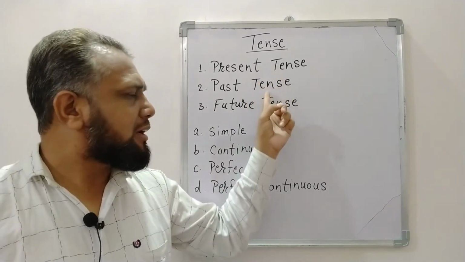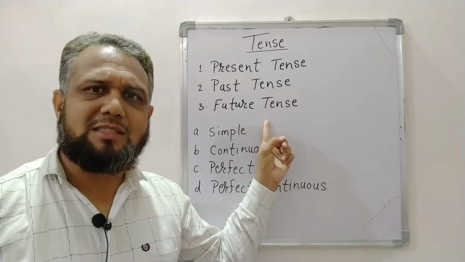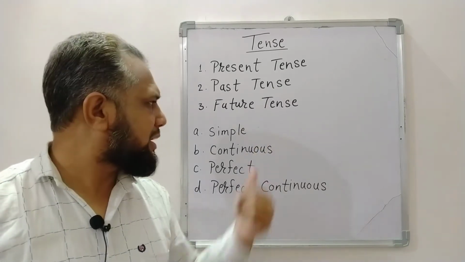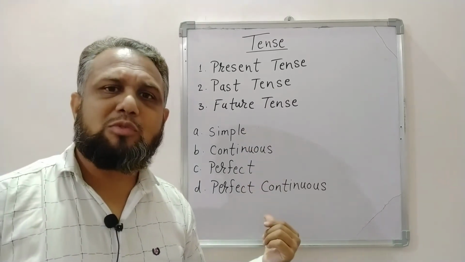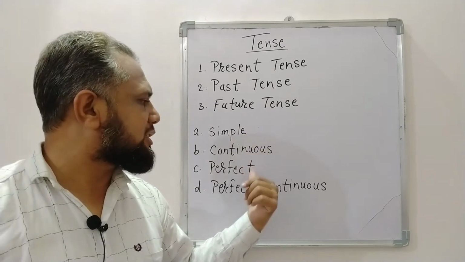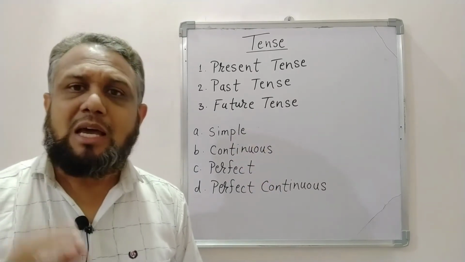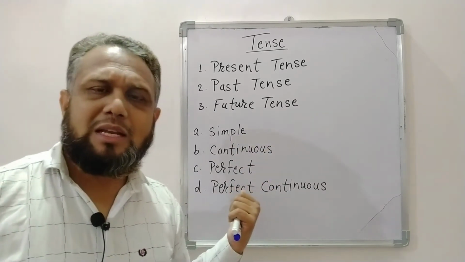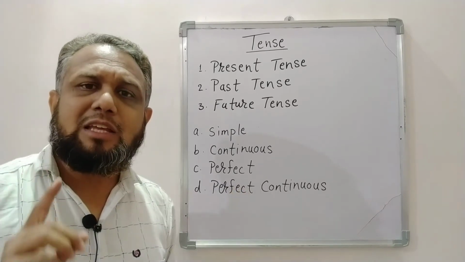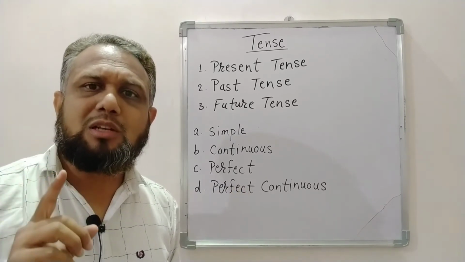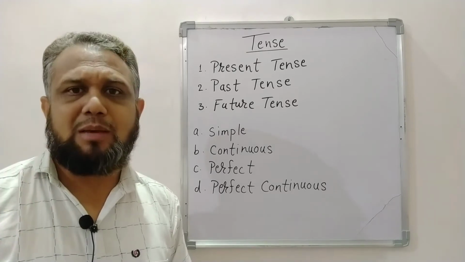You might have remembered these names of tenses. Now you have to remember the 4 names also, and that is simple, continuous, perfect and perfect continuous. If you remember the 4 names of these subtypes, then you will remember all the 12 tenses and their names.